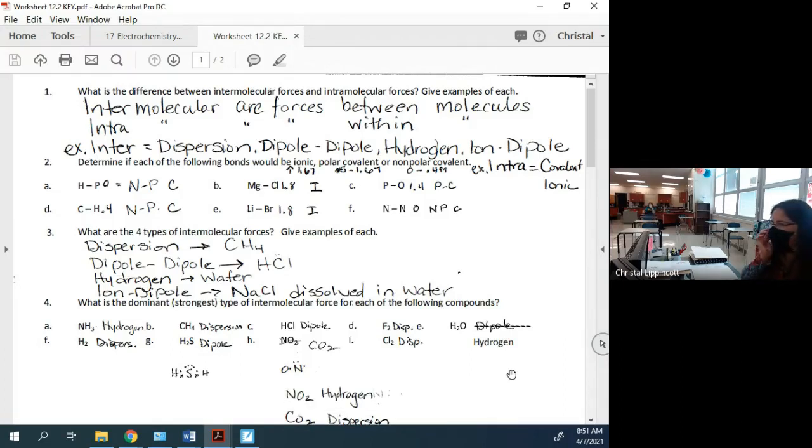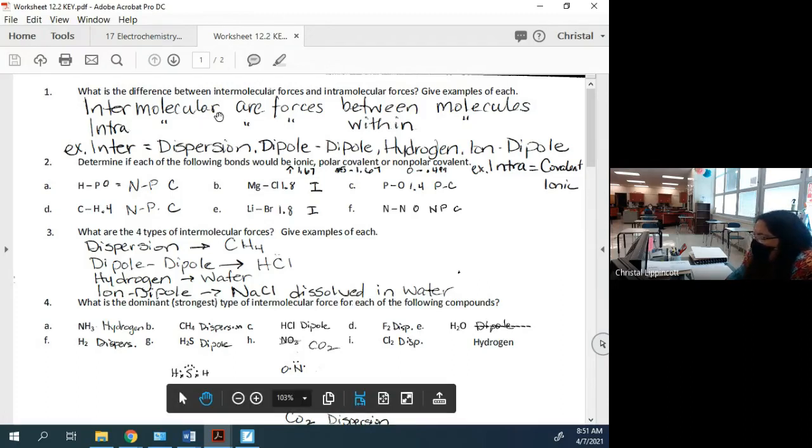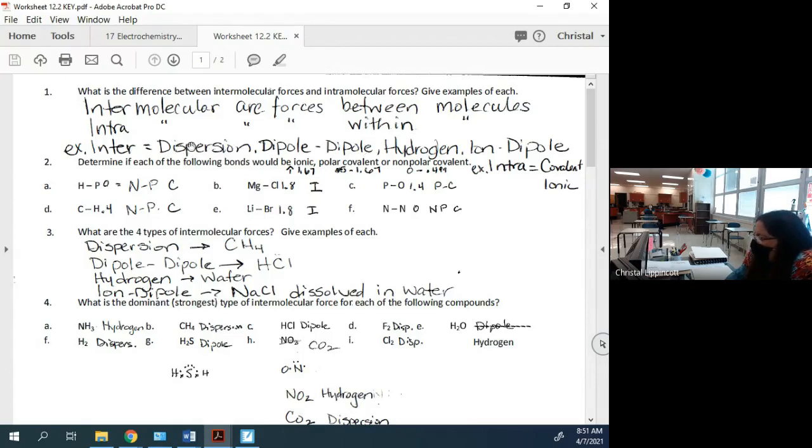All right. So we had intermolecular forces here. Remember, intermolecular are between molecules, and intra are between atoms, so within that molecule. Intermolecular forces, examples of those are dispersion, dipole-dipole, hydrogen, ion dipole, and then intramolecular forces would be like covalent and ionic. If we were trying to figure out the types of bonds here, if they're ionic, polar covalent, or non-polar covalent, we look at the electronegativity differences.